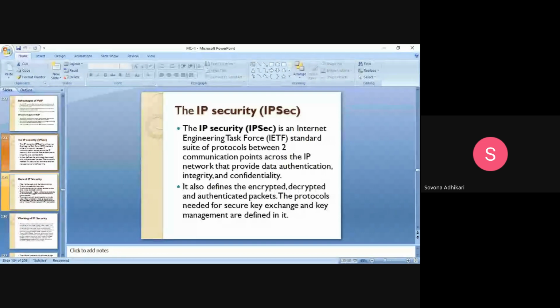So it is a connection through which we can send data, voice data.